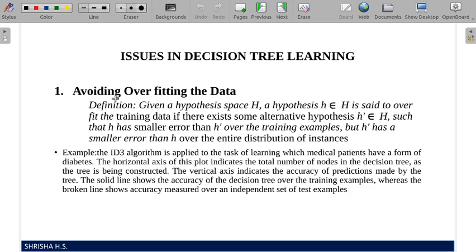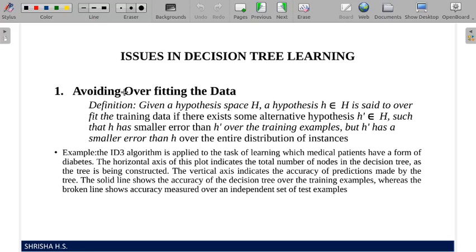In a similar way, we have hypotheses H and H dash. H is said to overfit only when H performs much better than H dash for a given data set, but H dash performs better than H whenever new instances come. So H dash performs in the outer world also, while H performs well only on the data set. Then we say that H has overfit the data. This is the meaning of overfitting the data. We want to avoid it. So how do we avoid it? We will see.